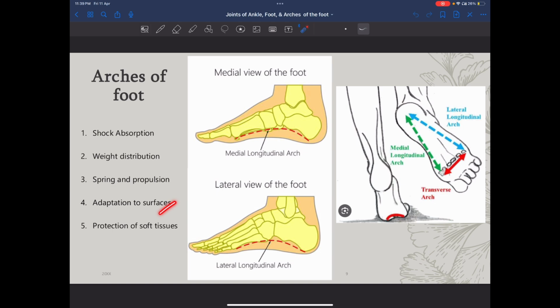Next is adaptation to surfaces. So the flexible structure of the arches usually allows the foot to adapt to uneven surfaces, enhancing its stability. And also protection of soft tissues because the raised arches usually protect blood vessels, nerves, and even muscles on the plantar surface of the foot from any compressions.